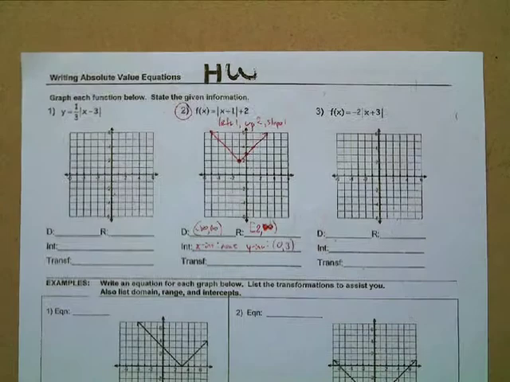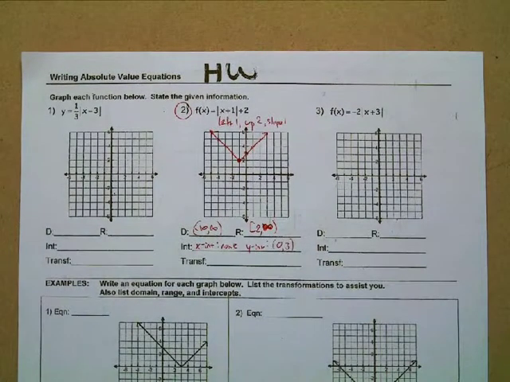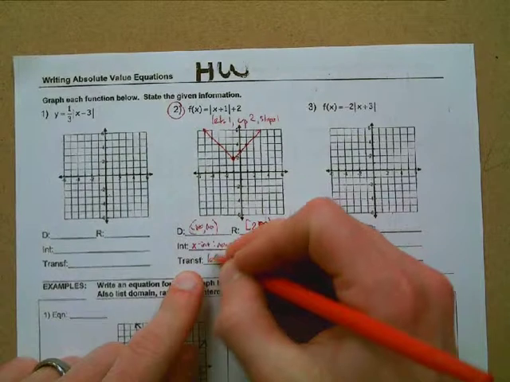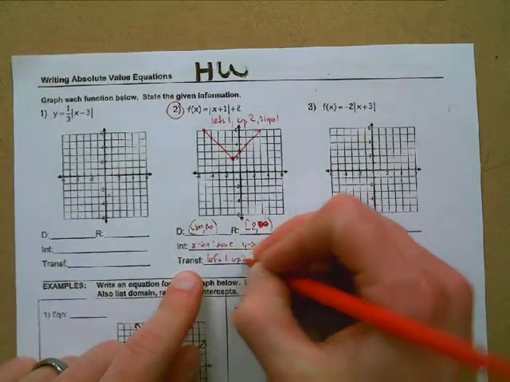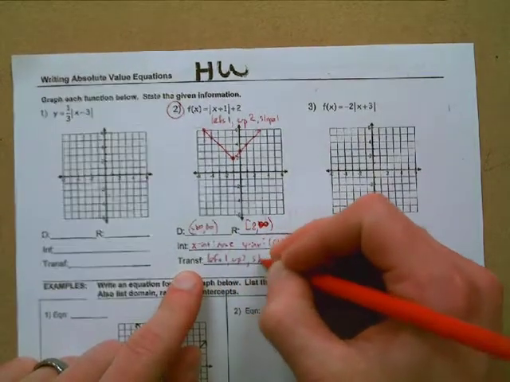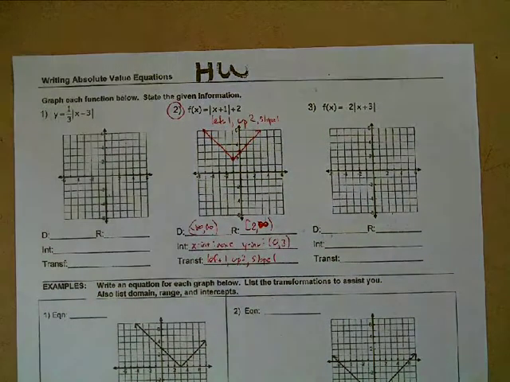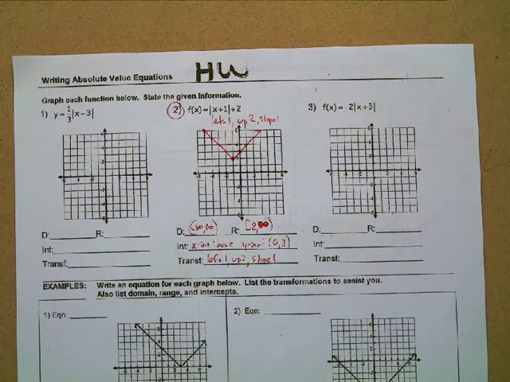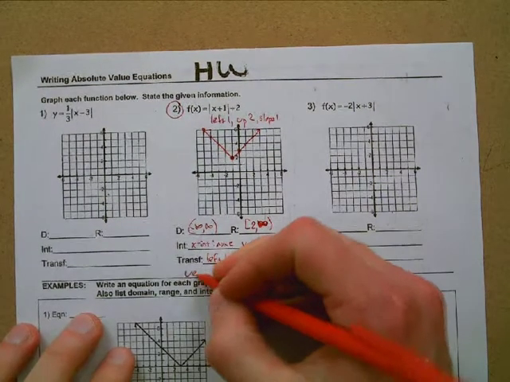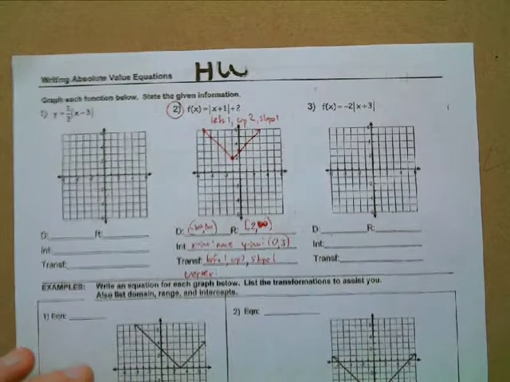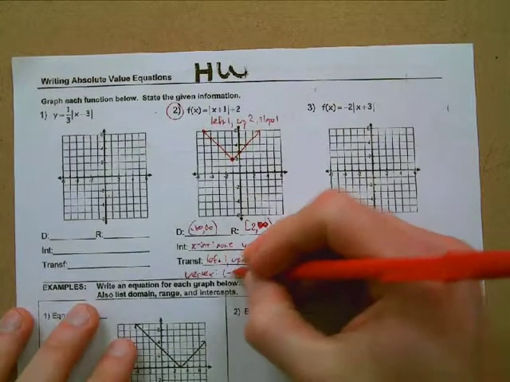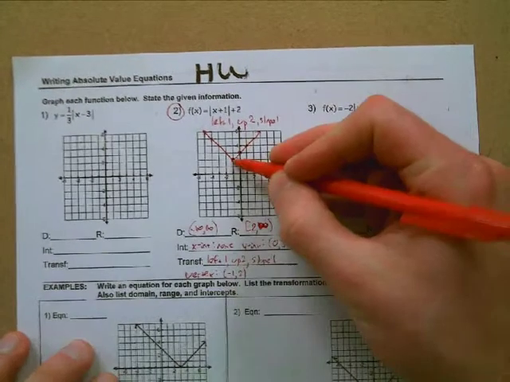Oops, I forgot, I should have listed the transformations down here. So the transformations were we went left 1, we went up 2, and we have a slope of 1. That's our answers there. What's the coordinate for the vertex here? I know it didn't ask it, but if we wanted to say what the vertex coordinate was, what is it? Negative 1, 2. Yes, it's just where the point is. It's how it shifts.